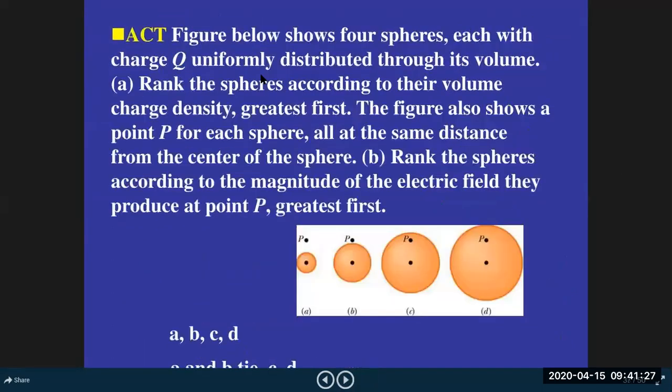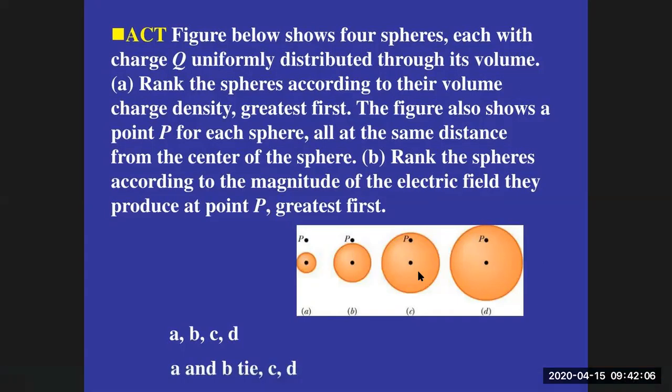Next, this is also a question below. So for a sphere, each of charge Q uniformly distributed throughout its volume. There are four spheres and on all the same charge Q is given. What is the difference? The size of all is different. Rank the spheres according to their volume. The smallest is this, written in increasing order of volume. So rank the spheres according to their volume charge density. So now we have to rank which sphere will have higher volumetric charge density.